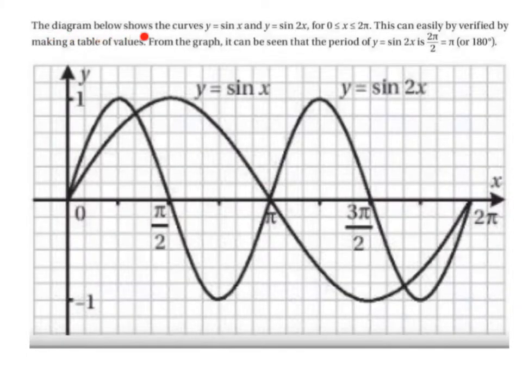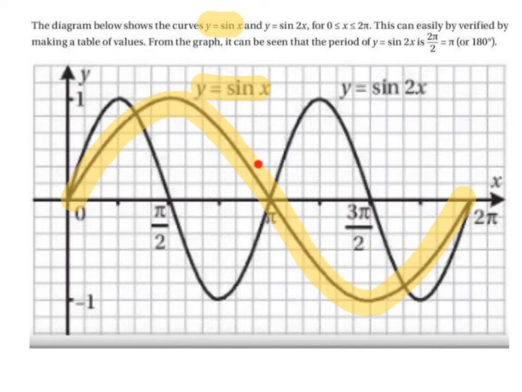So the diagram below shows curves y equals sine of x and y equals sine of 2x for x values between 0 and 2 pi. This can easily be verified by making a table of values. From the graph, it can be seen that the period of y equals sine of 2x is 2 pi divided by 2, which is pi, or 180 degrees.